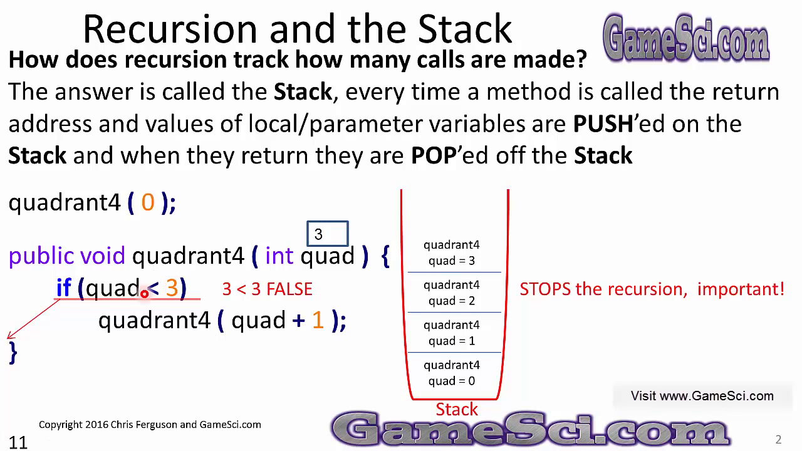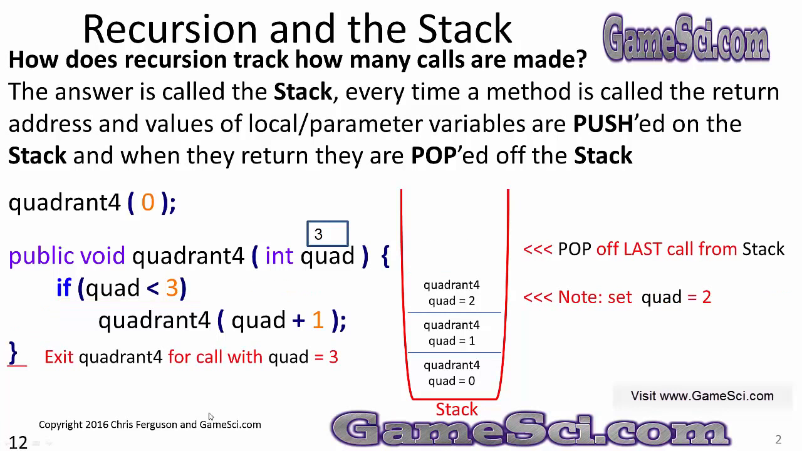You can see because the if statement is false, we're going to hit the closing curly brace of quadrant 4 and exit the method quadrant 4. Now, here's the exit of quadrant 4. Remember, this was for when quad was equal to 3. We popped that call off the stack. It's no longer running. Quadrant equal 3 is now done. We're going to pop it off the stack.